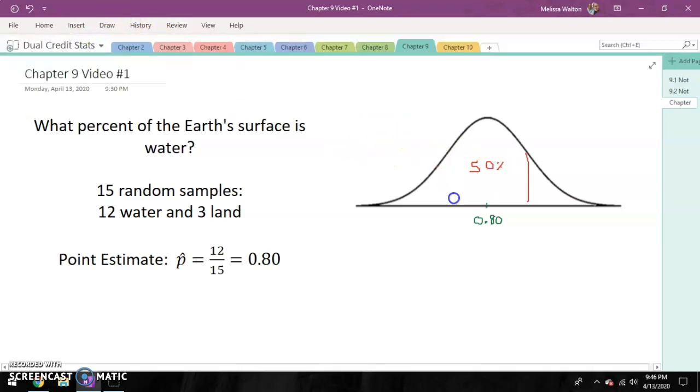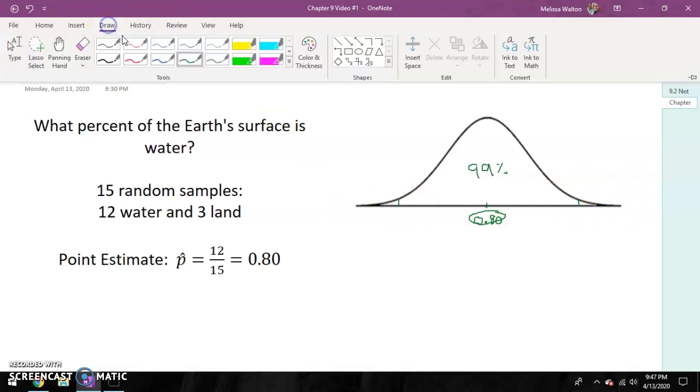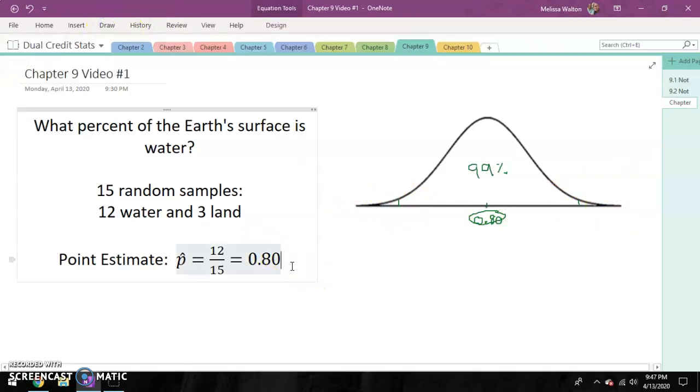Or we could be super accurate, and if I wanted a 99% confidence interval, well, that would be almost 3 standard deviations away. Now, you could ask the question, well, what about 100% confident? Well, 80% is just our guess. And if I wanted a 100% confidence interval, well, I'd have to include every single percentage all the way from 0 to 100.